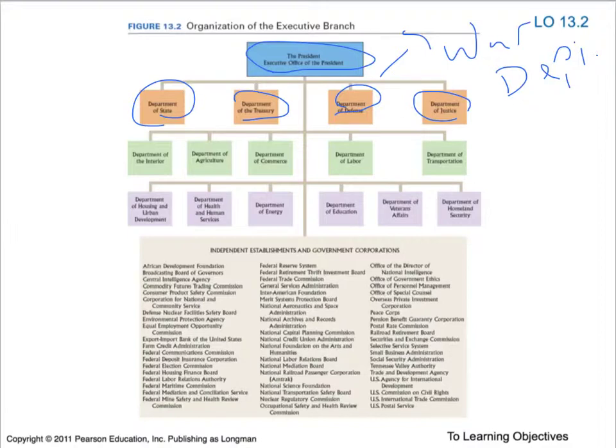Then we also have our independent agencies and government corporations. So all of these are independent agencies and government corporations. They are not directly connected to the executive department, but they are under their purview.